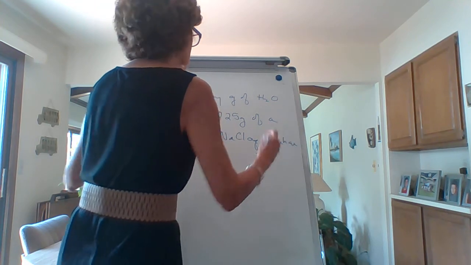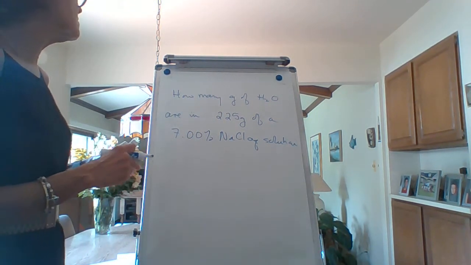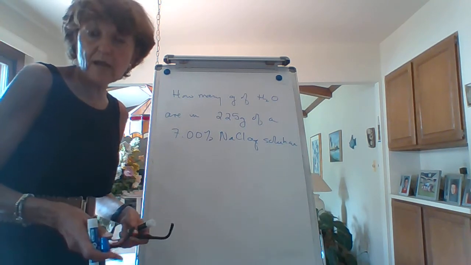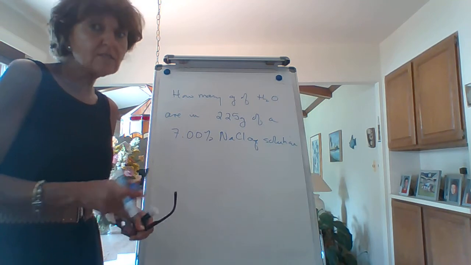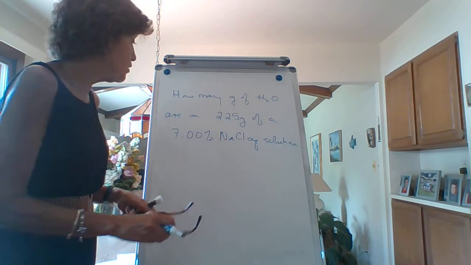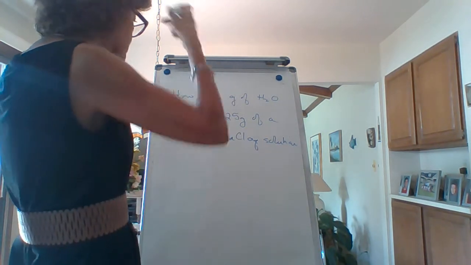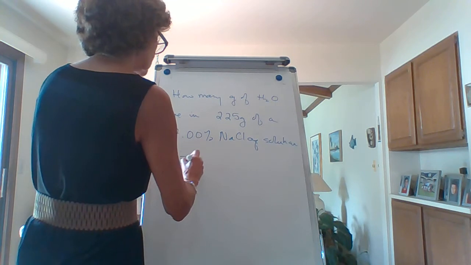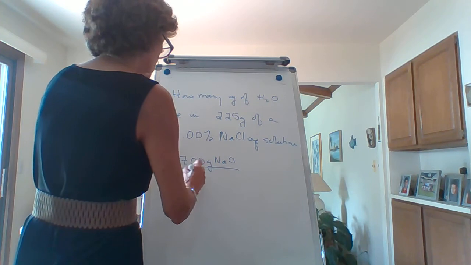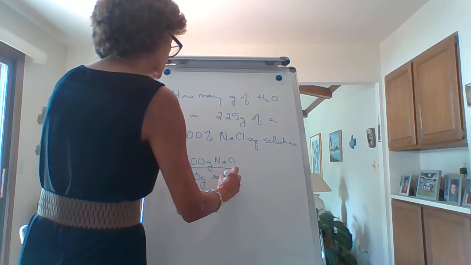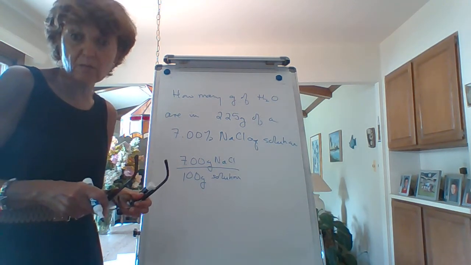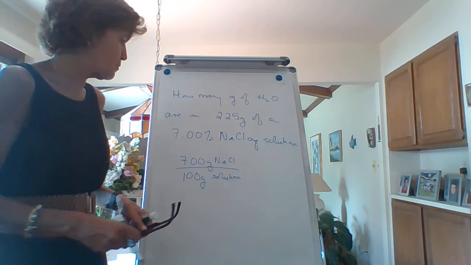So this is the scenario. I'm asking for grams of water. I'm not asking for grams of sodium chloride. I'm not asking for grams of solution. This is a little different. So first things first, what did I tell you to do? Put units on your percent concentration. So I'm going to write 7.00 grams of sodium chloride per 100 grams of solution. That's what you do right away. You put units on your percent. This is going to help you a lot if you're actually paying attention. So always put units on the percent.